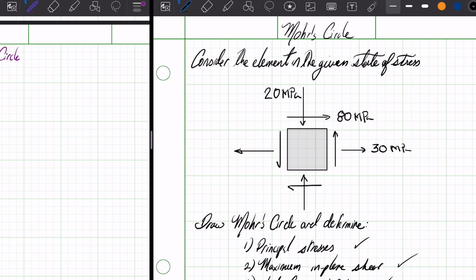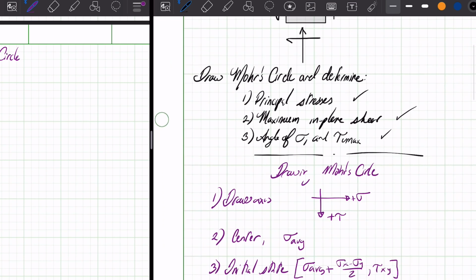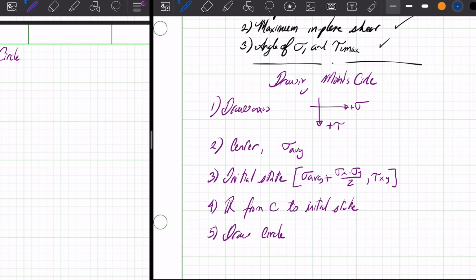Now, to do this, we're going to draw Mohr's circle, and it has the same steps every time we do it. These are the main steps that we have to be on the lookout for. First, we're going to draw an axis between sigma and tau, but tau is drawn positively downward. It doesn't point up. Notice that it points down as a positive axis.